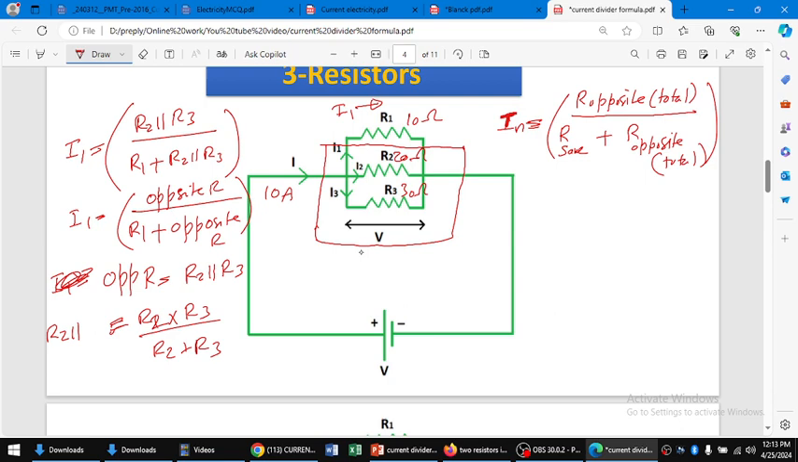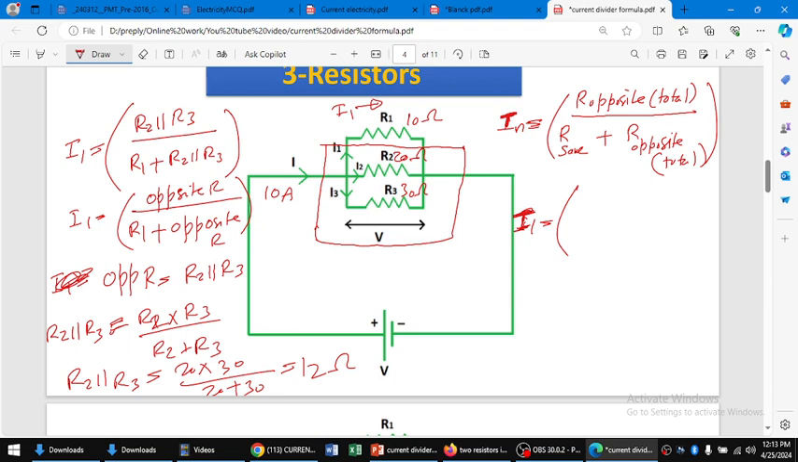R2 parallel R3 is equal to R2, which is 20, multiplied by R3, which is 30, divided by 20 plus 30. That is 20 multiplied by 30 divided by 20 plus 30, which is equal to 12 ohm. So when you solve you get 12 ohm. Okay, so now we can find I1.